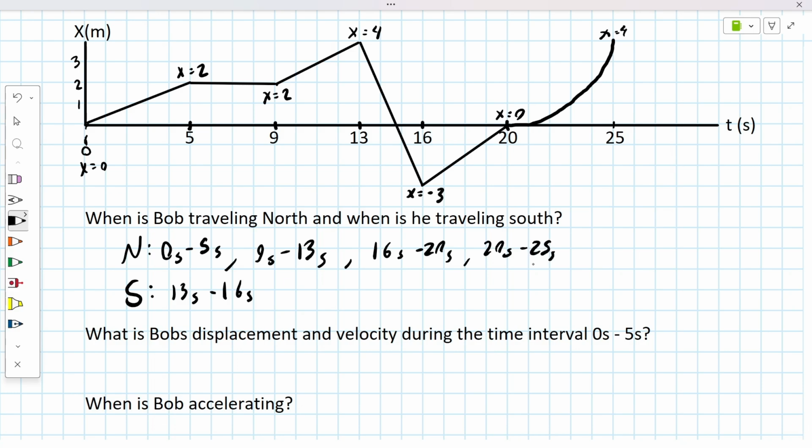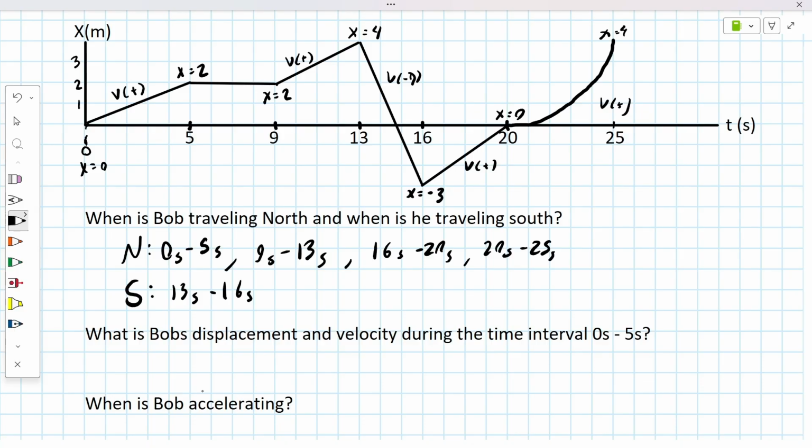If we notice here, for these values we can also look at the slope. This is a positive slope, and we will soon find that the slope is the velocity. So the slope of the position is the velocity. We know that the velocity here is positive, positive, negative, negative, positive, and positive. That will also tell you what direction you're traveling. When the velocity is positive, it's going towards the positive direction, which in this case is north.